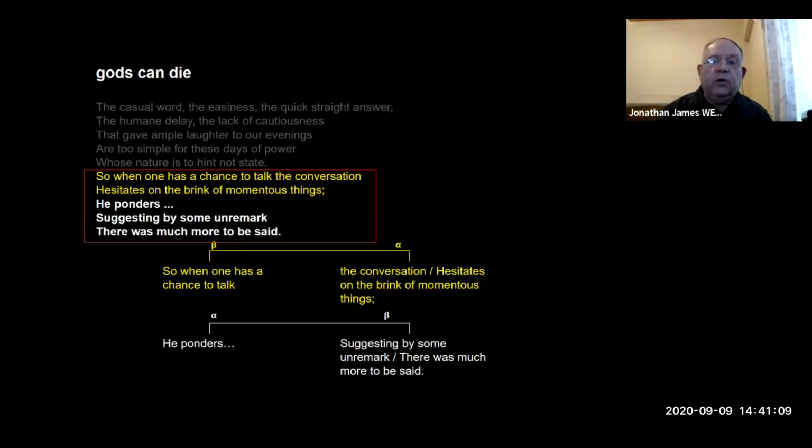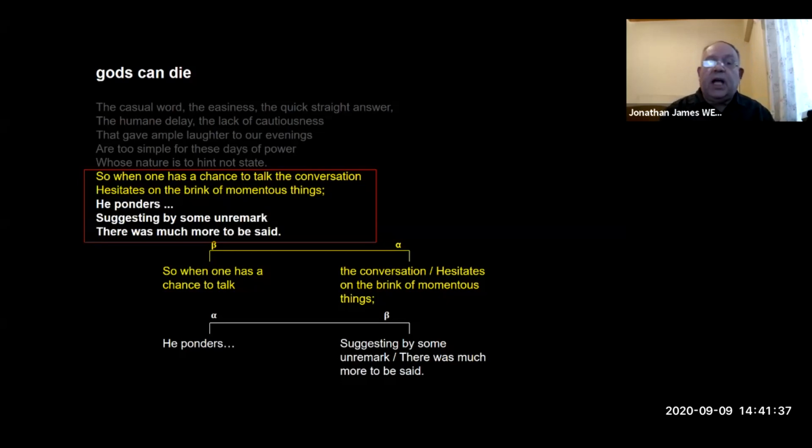And now notice how this poem reads, and that first line here: so when one has a chance to talk. Now, normally when you read this poem for the first time, you carry on because it's on the same line. You say, so when one has a chance to talk, the conversation. You realize then you can't. In fact, the conversation is the subject of the verb that follows. You don't see that the first time you read it.